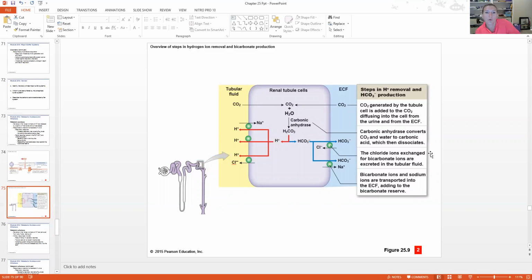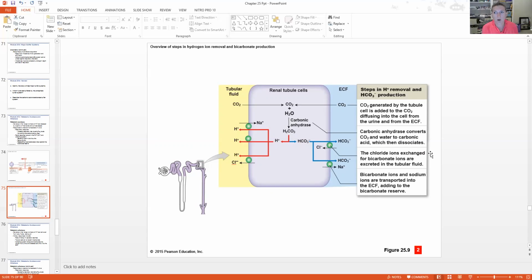So, overall review of hydrogen ion removal and bicarbonate production in the kidney tubules. Of course, you have the same reaction that was in our red blood cells: carbon dioxide and water, reacting with carbonic anhydrase to produce carbonic acid, dissociating into bicarbonate and hydrogen ions. Hydrogen ions are being counter-transported with sodium and co-transported with chloride, on both sides, either in the ICF or ECF. So as we're getting rid of our hydrogen ions, we're bringing in sodium ions. And if we're bringing in sodium ions, we're also removing potassium ions, right?